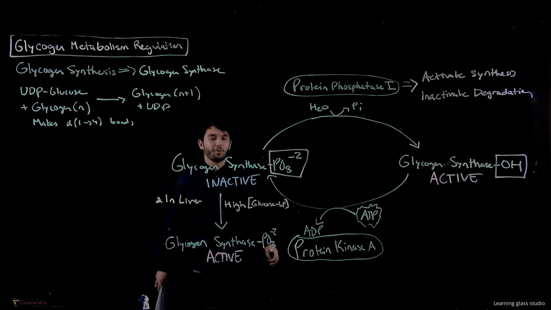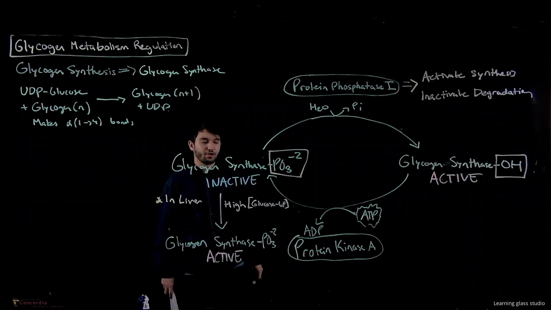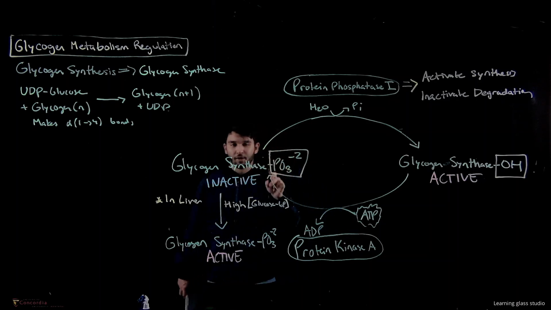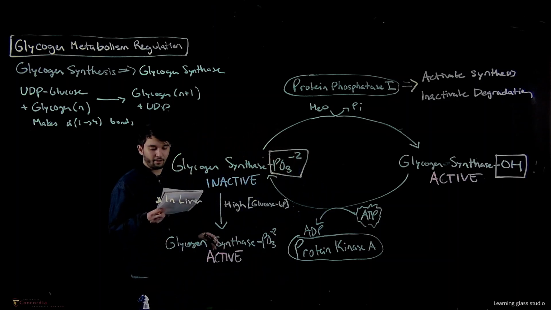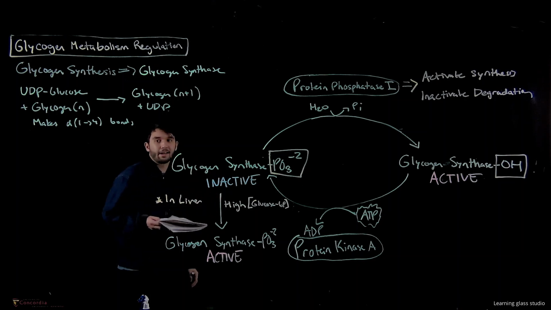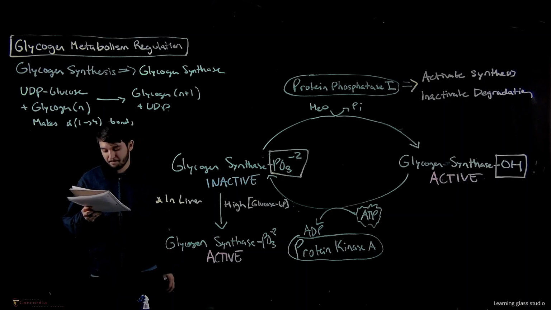And then in order to inactivate glycogen synthase, protein kinase A will come in and use ATP to phosphorylate it. This is a different kinase, right? In degradation, it's phosphorylase kinase. In synthesis, it is protein kinase A, okay?